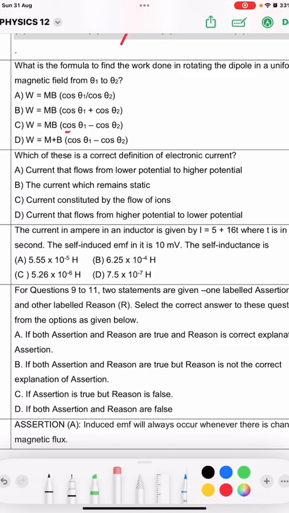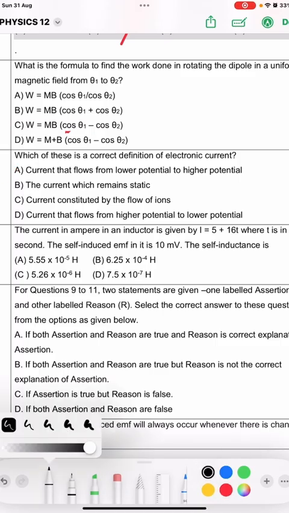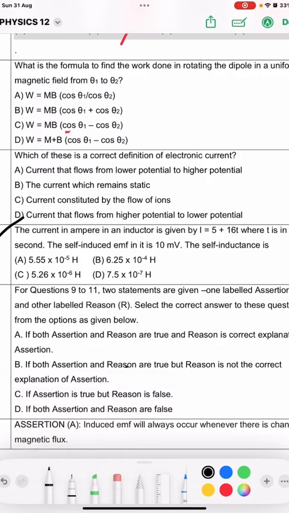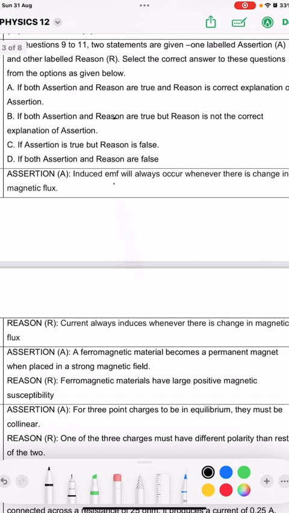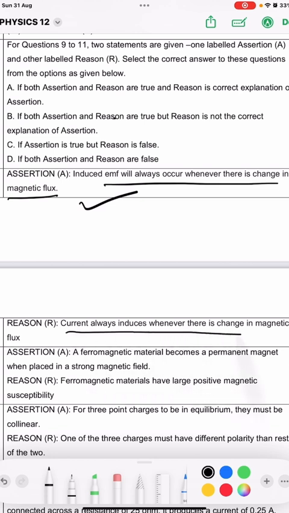Question number 8. In question number 8, we have done 8. Now 9. Induced EMF always occurs whenever there is change in magnetic flux. True. Current always induces whenever there is change in magnetic flux. So current can induce only when the circuit is complete. So this is false. So first is true and second is false. So C.